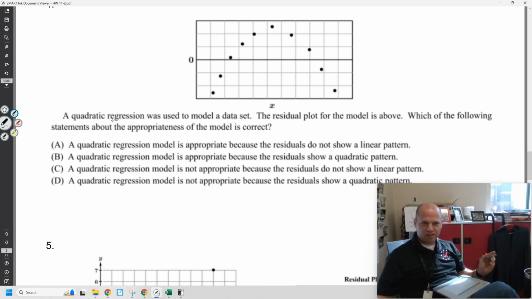A quadratic regression was used to model a data set. This is the residual plot. Which of the following statements about the appropriateness of... So again, this is not the plot of the data. This is a plot of the residuals.